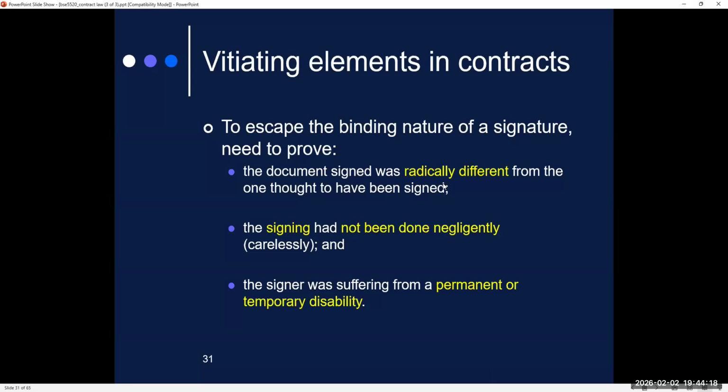Then this is another condition. The signing had not been done negligently, and also need to prove that the signing was not done carelessly, not negligently. And the signer was suffering from a permanent or temporary disability. Permanent or temporary disability, for example, the moment you sign it, your mind was not clear, it was affected by drugs or whatever, medicines maybe, or you are in serious illness, something like that.